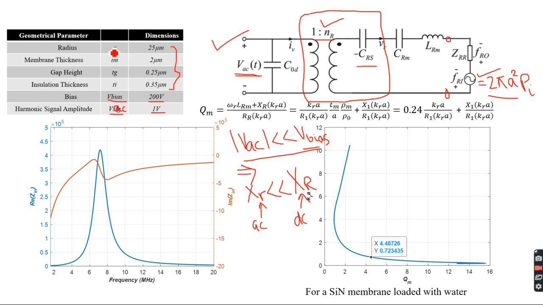So I've taken a typical geometry where the radius is about 25 microns, membrane thickness is 2 microns, gap height is 0.25 microns, and TI is 0.35 microns.